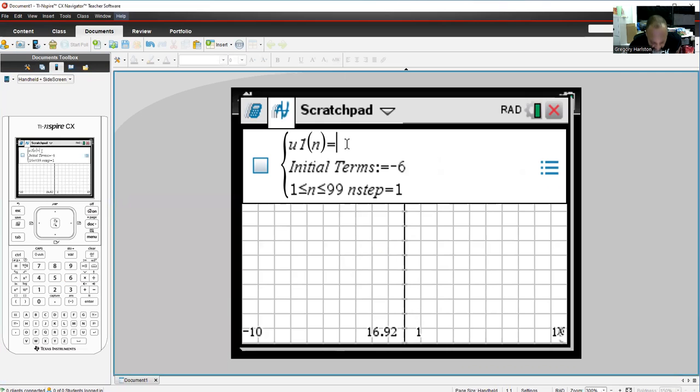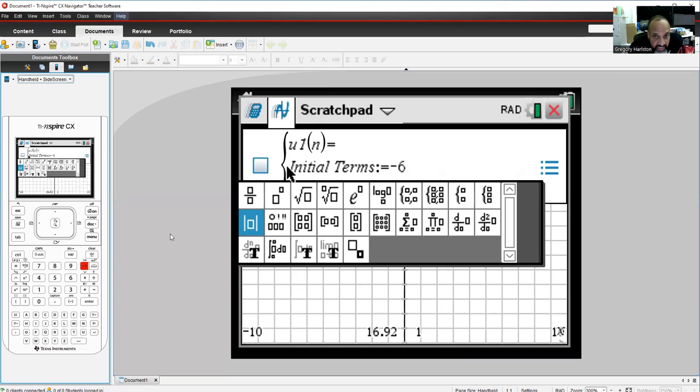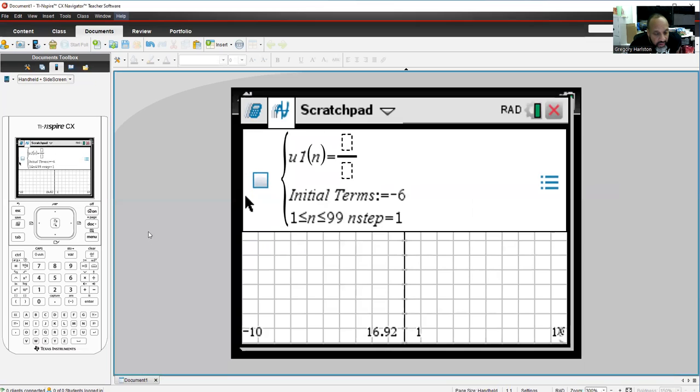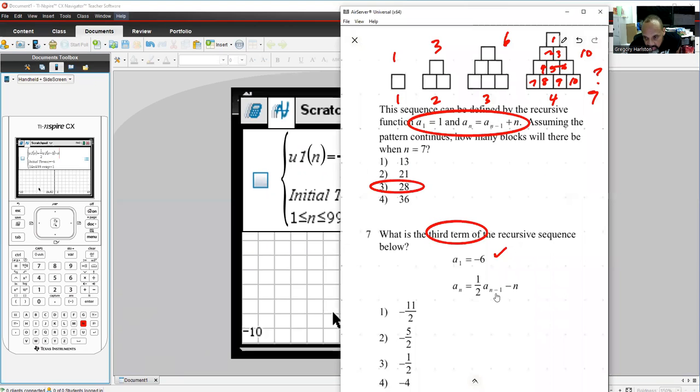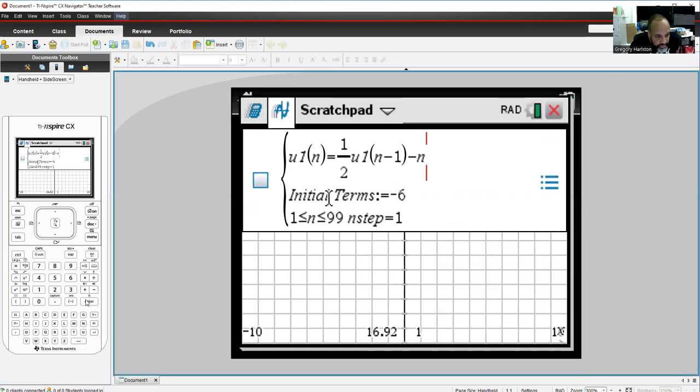And then we're going to do 1/2, and then we're going to multiply that times the prior term. So we're going to go u sub 1 and then parentheses n minus 1 to get to the prior term. N minus 1, close the parentheses, and then it says minus n. And then that's it. So let's go look to make sure everything looks good. All right, so a sub n is 1/2 times a sub n minus 1, minus n. So now we just press enter.